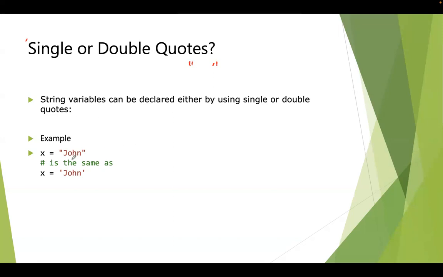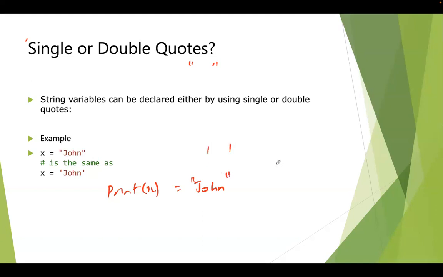Example, X is equals to "John", and it's the same as X is equals to 'John'. So if you say print X, it is going to give you what? John. It does not make any difference. Either you use a double quote or a single quote.